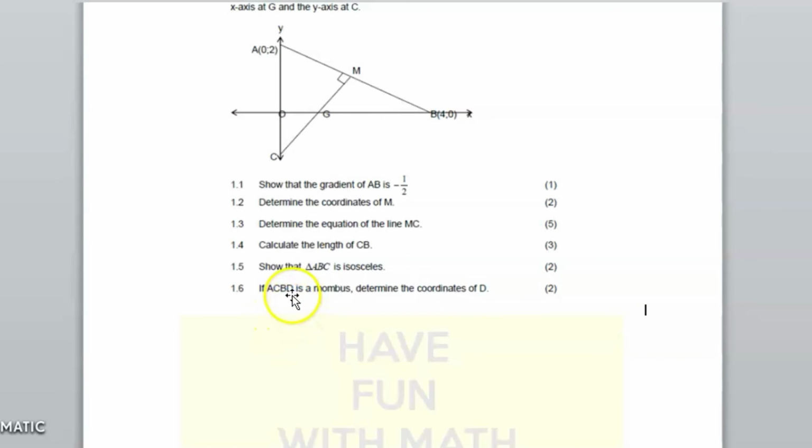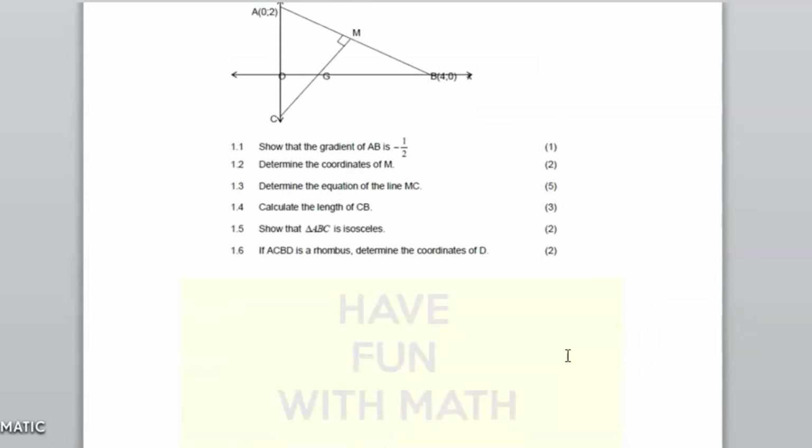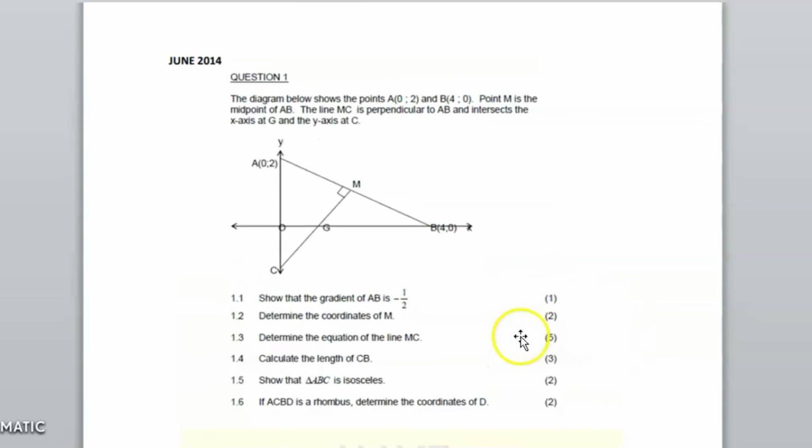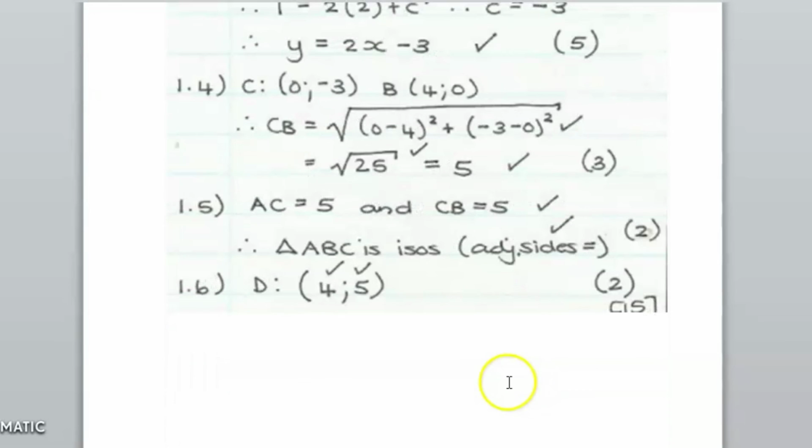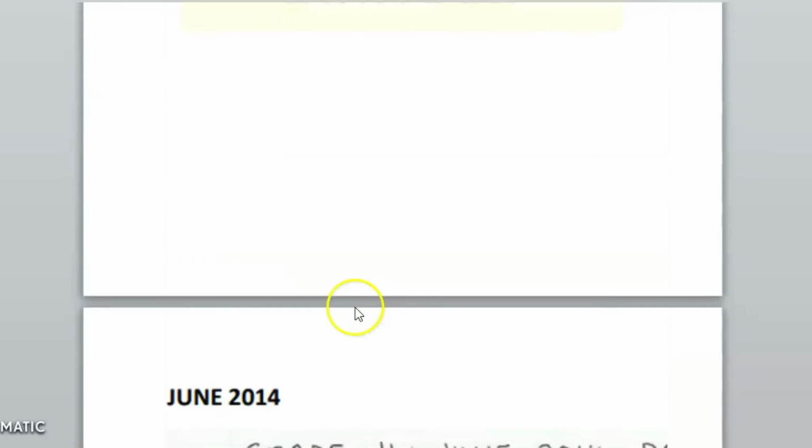If ACBD is a rhombus, determine the coordinates of D. It's only 2 marks. It's just simple. If ACBD is a rhombus, determine the coordinates of D. Coordinates of D will be 4 and 5.